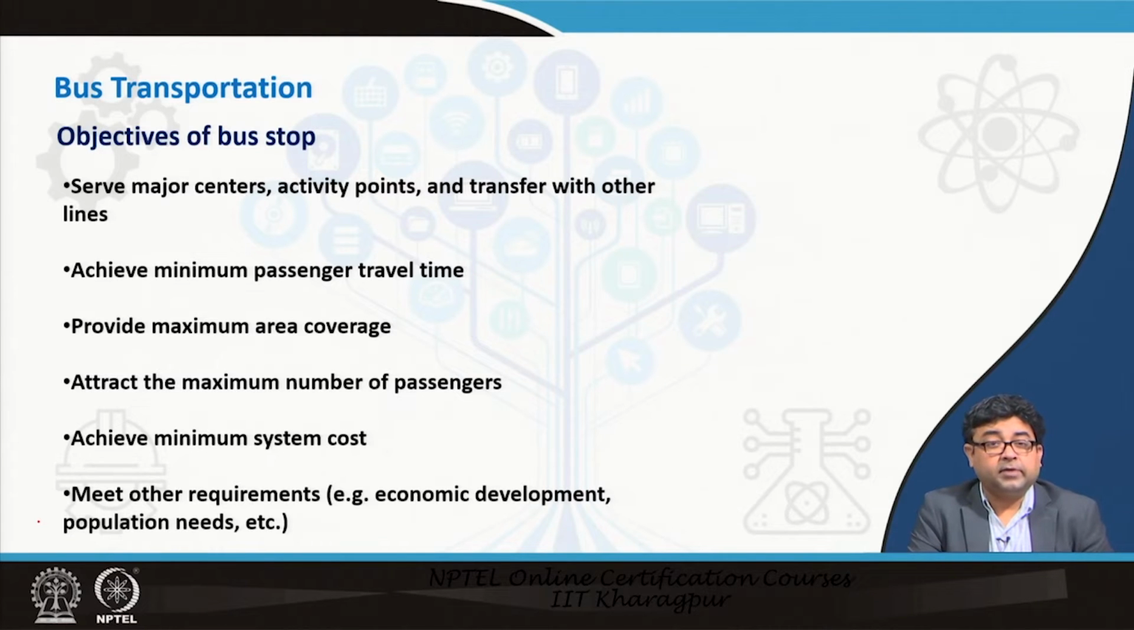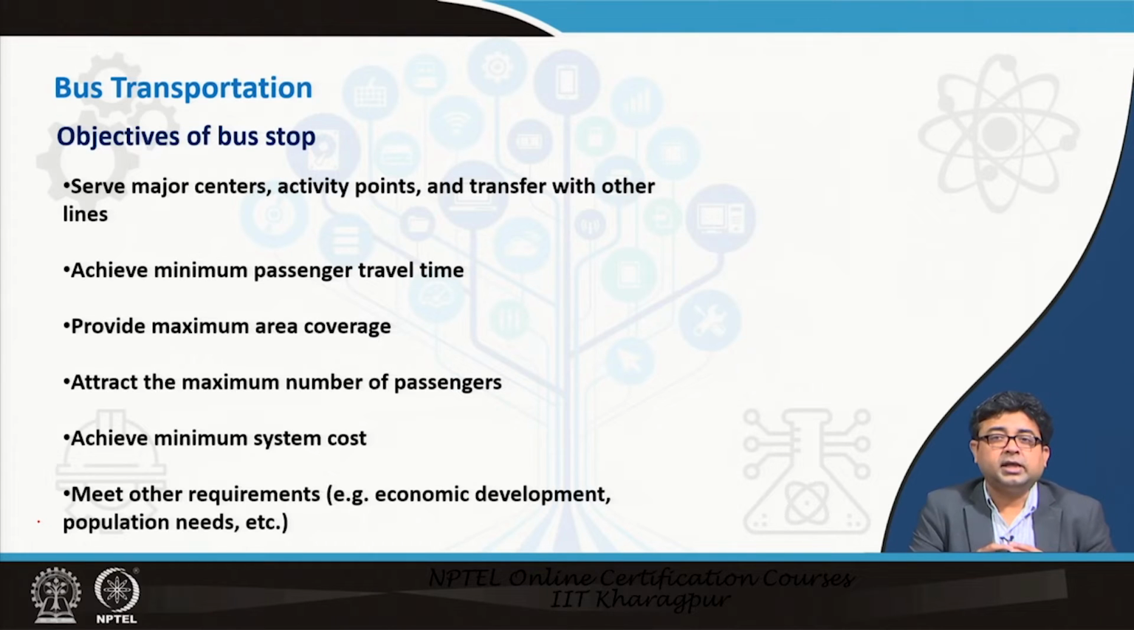Then it has to provide maximum area coverage, right. So, if there are a lot of residential complexes in an area, then the transit stops have to be spaced in such a manner that they accommodate almost all of those residential areas. It may also be office areas. So, it has to cater to a majority of them. It has to maximize the coverage area, and by doing so it will attract the maximum number of passengers and also minimize the system cost.